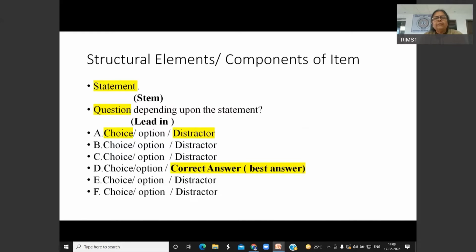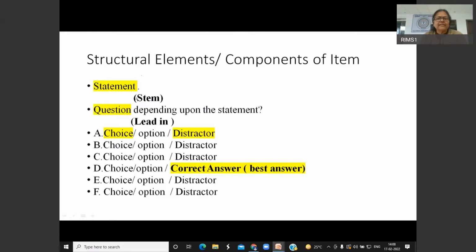So now let us come to a basic structural component of an item. Item refers to any question in the examination, and it may be a long answer question or it may be even an MCQ. So here we are referring to the word item for the MCQ only. Any MCQ has three parts, three components.